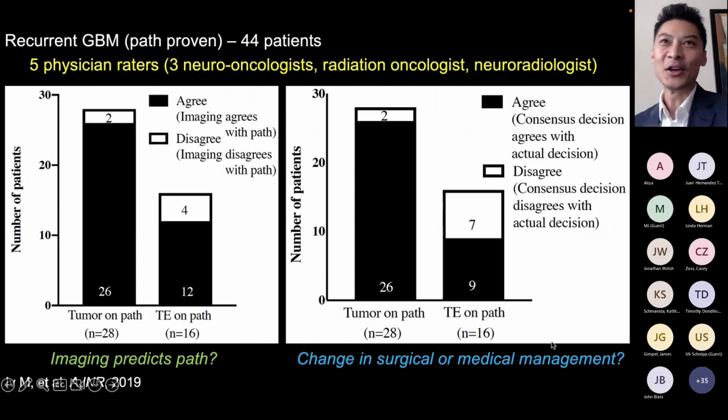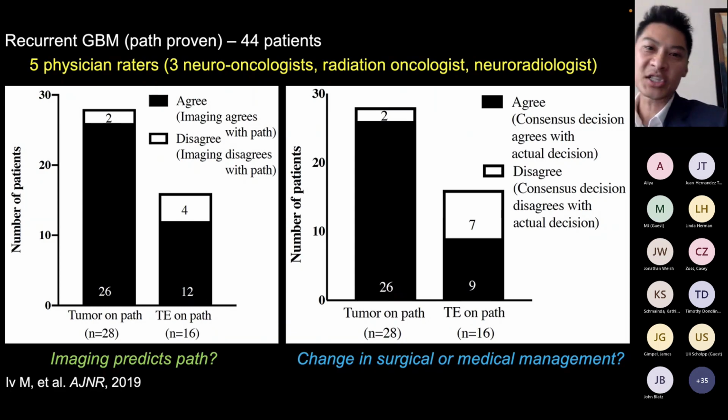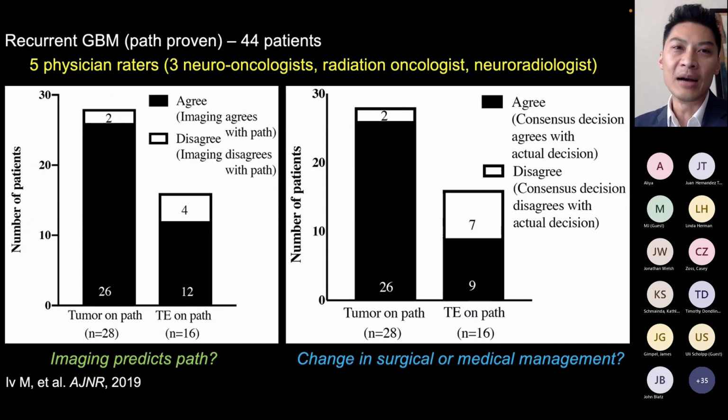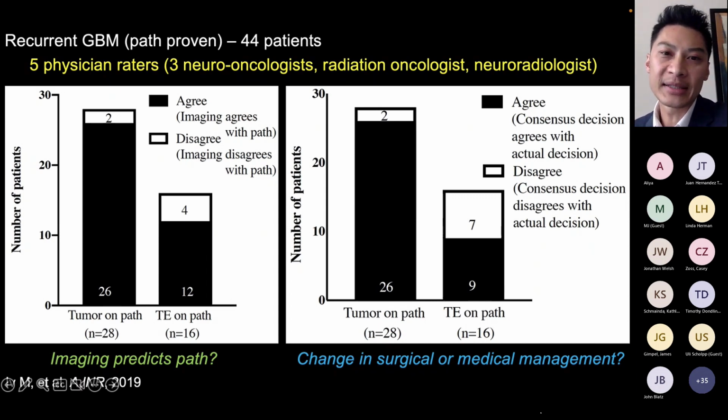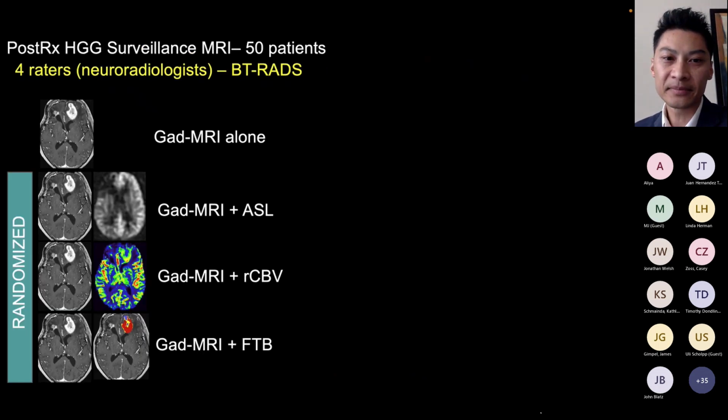But again, it's a little bit difficult to ask that question because when you have treatment effect on histopathology, sometimes it's hard to know what your decision is going to be. So that makes a little bit more sense. But for the most part, we showed that imaging, including FTB and perfusion imaging, helps with diagnosis and helps with influencing and informing clinical decision making.